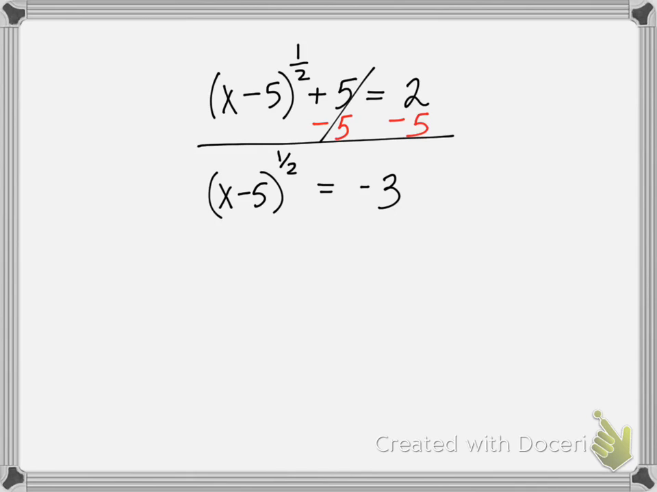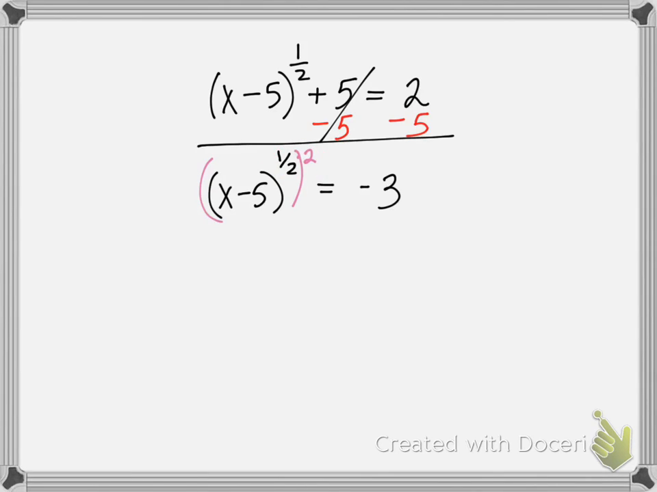Again, raising something to the 1/2 is the same thing as square rooting it. So in order to get rid of the 1/2, all I have to do is multiply 1/2 by its reciprocal, which is 2/1. If I multiply this by 2/1, that eliminates this fraction completely, because a number and its reciprocal, when you multiply them, you just get an answer of 1.